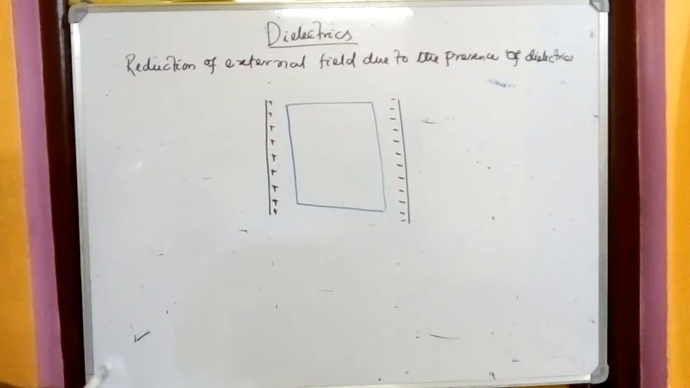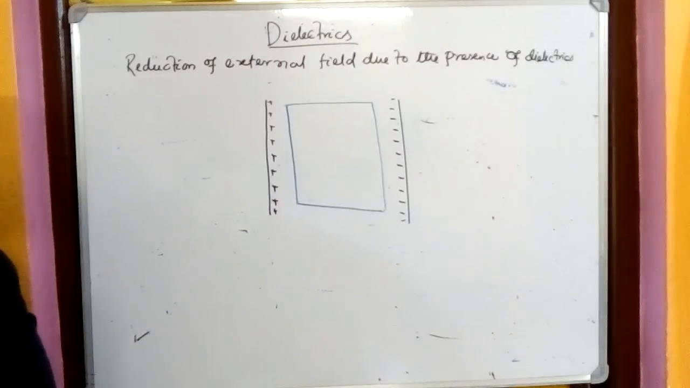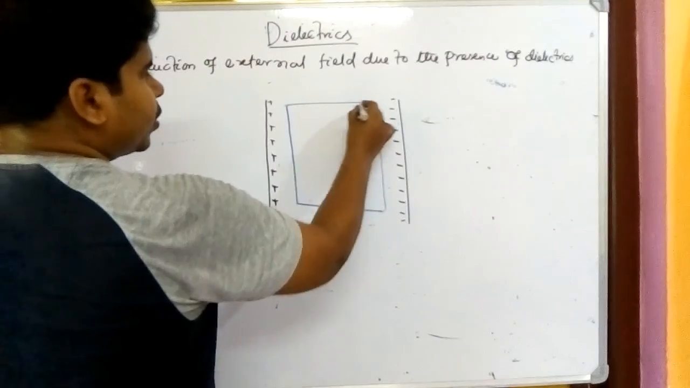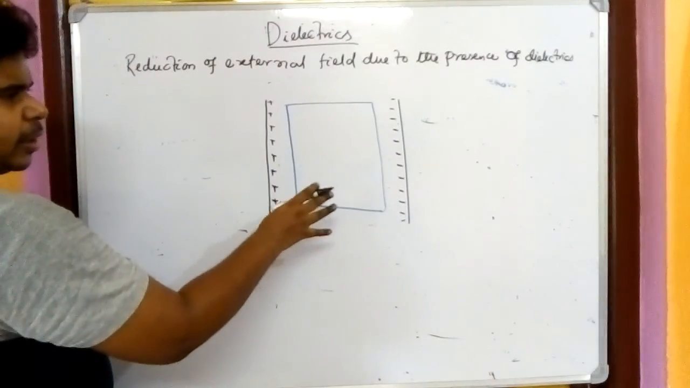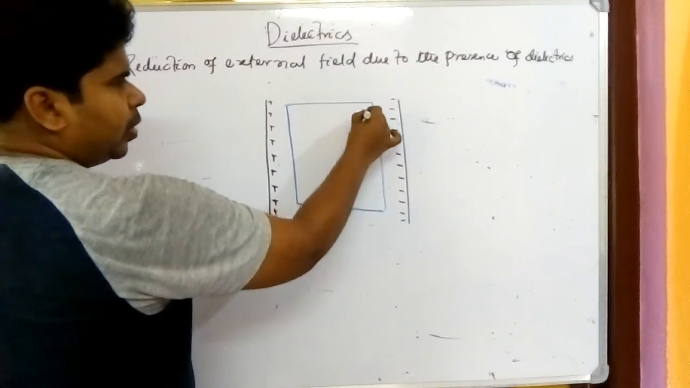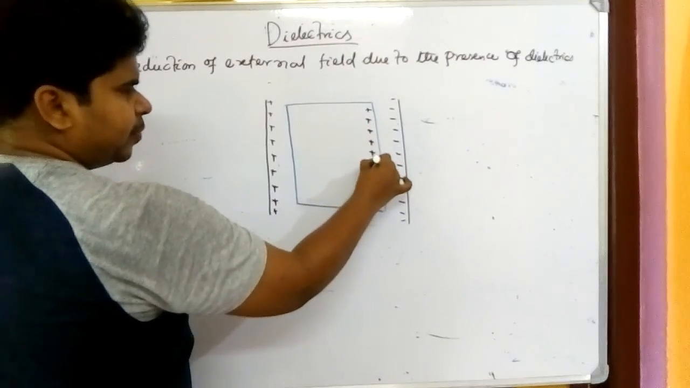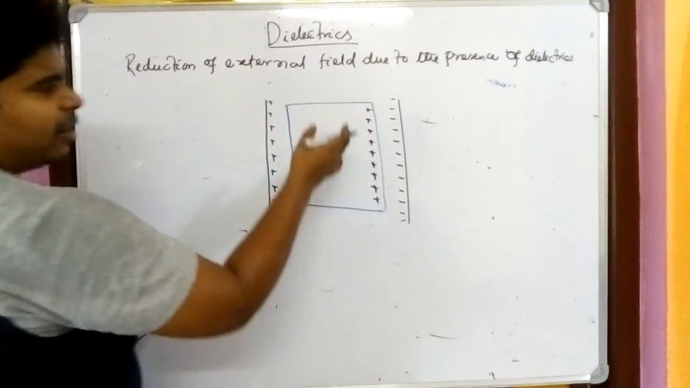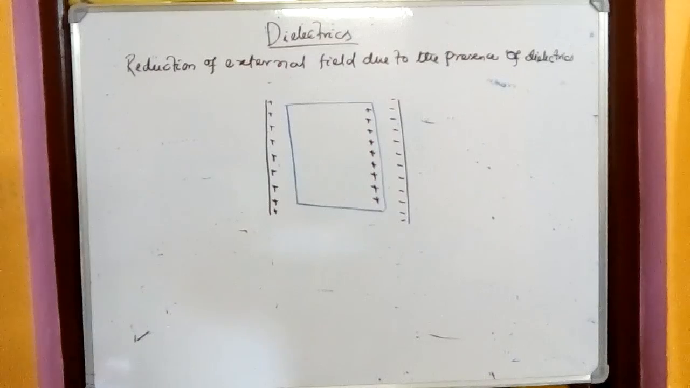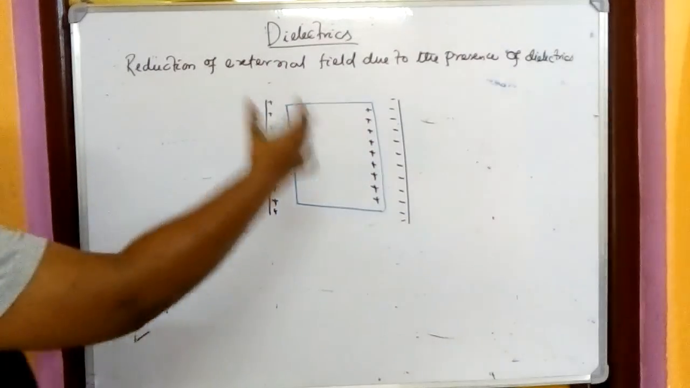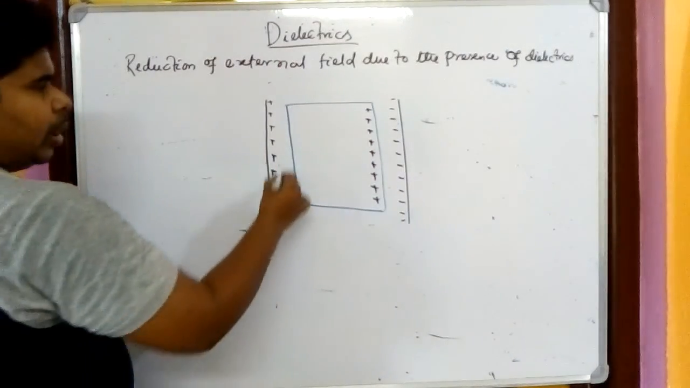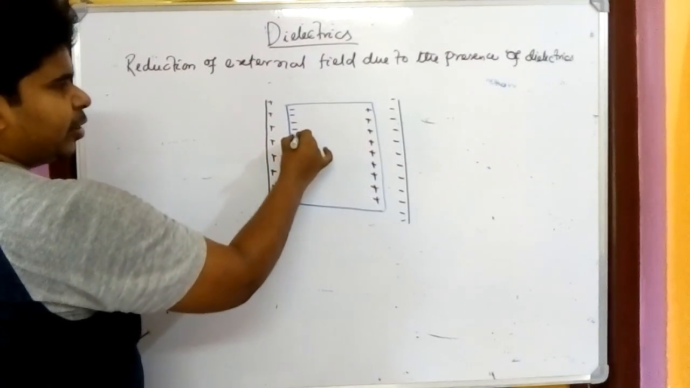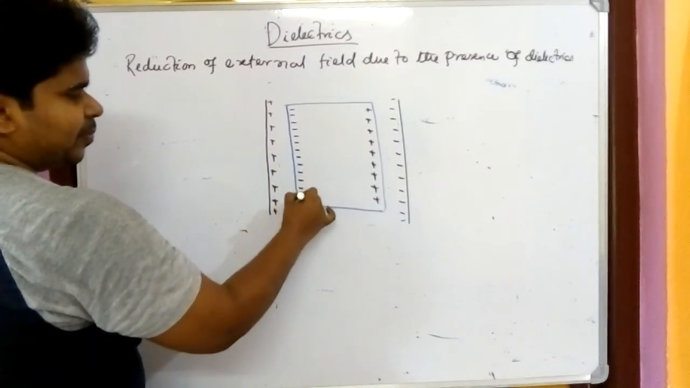Let's see. So as I have kept this, definitely the positive charges inside the dielectric will align in this direction, because they will be attracted by the negative charges aligned in the plate, and all the negative charges of the dielectric should be aligned in this direction.